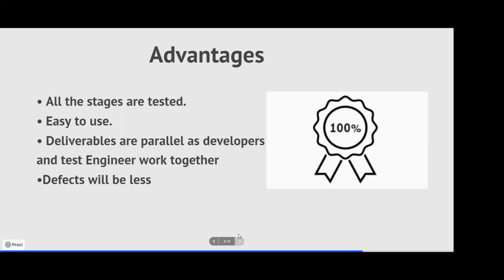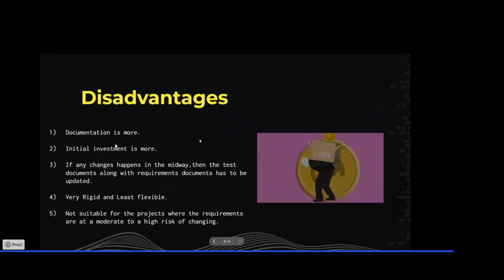And next, let us discuss the disadvantages. Documentation is more. It is very clear. In this V model, documents are more. We prepare and we test the documents. Next, initial investment is more. Obviously, initial investment is more because the developers and testers are involved from the beginning of the process, and they are hired at the beginning.